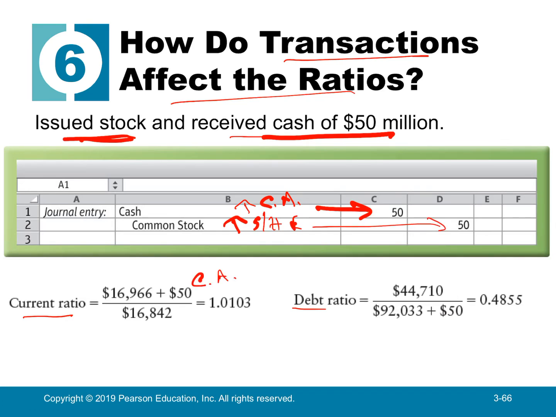So my current ratio is current assets over current liabilities. In this transaction, current liabilities are not affected at all. Current assets go up by 50, so my current ratio improves. My liabilities are not affected. My total assets go up by 50, so my debt ratio decreases a little bit, so that improves as well. Current ratio increases, so it improves. Again, with the current ratio, you want it to be higher. Debt ratio, you want it to be lower. Go back to the earlier slides if that doesn't make sense.